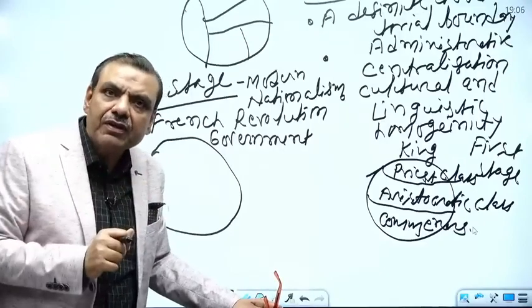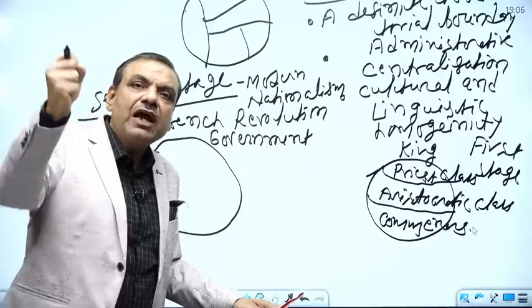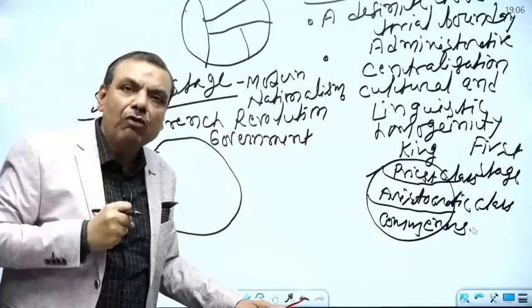Here I have to inform you that the king was making the claim that I am the nation, and the king himself became the symbol of the nation.